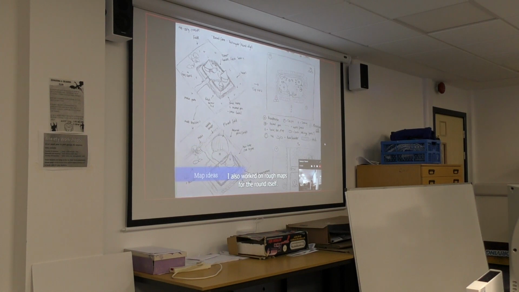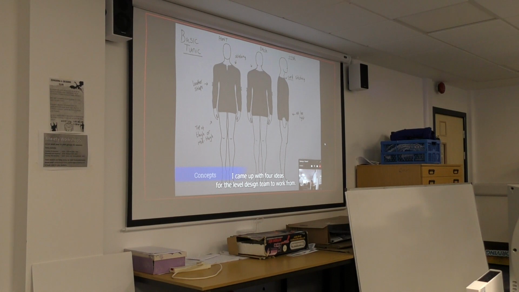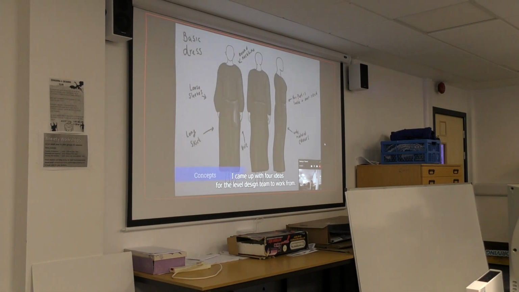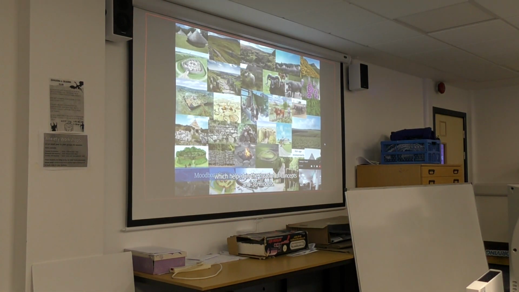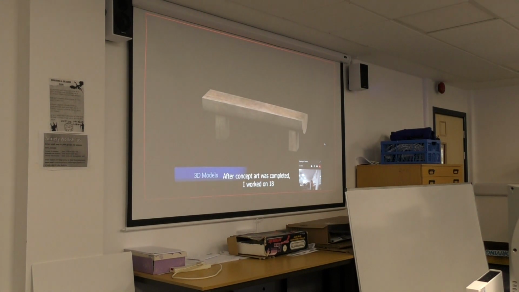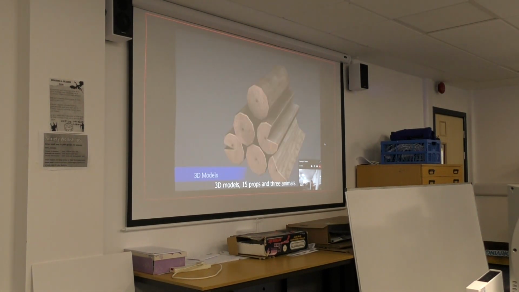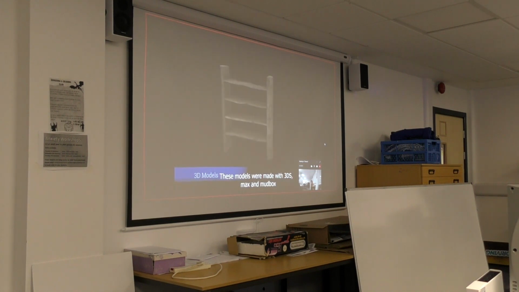Next, I also worked on rough maps for the round itself. I came up with 4 ideas for the level design team to work from. I also developed 2 mood boards at the start of the project, which helped in the creation of concept art and 3D models. After concept art was completed, I worked on 18 3D models, 15 props, and 3 animals. These models were made with 3ds Max, Mudbox, and textured in Photoshop and Substance Painter.